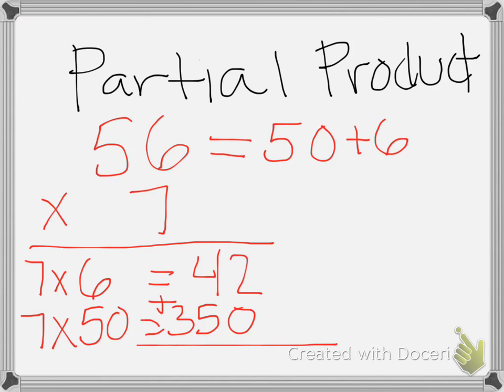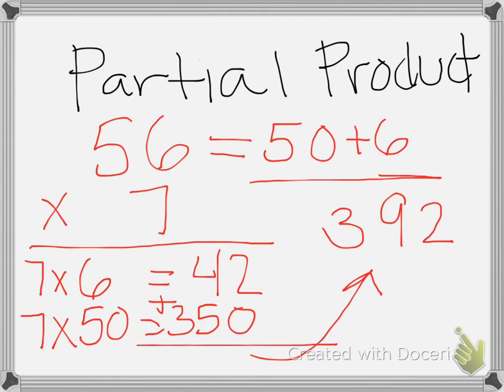I need to add them together. I'm going to draw an arrow. My answer is 392. So for partial products, remember, you split it into the expanded form. I just underlined the expanded form, and then multiply.